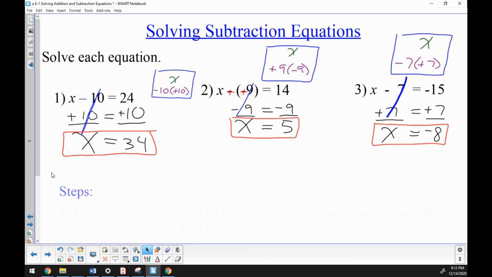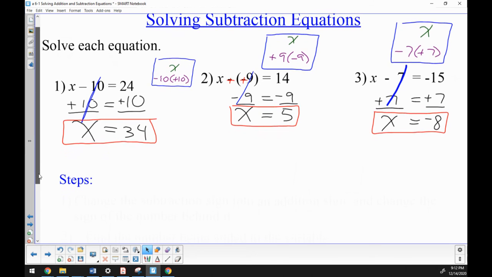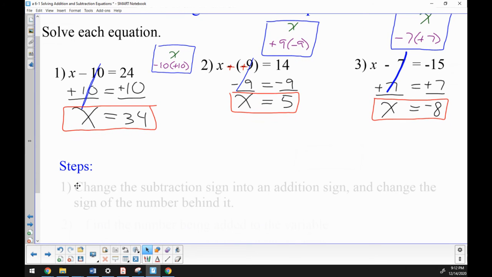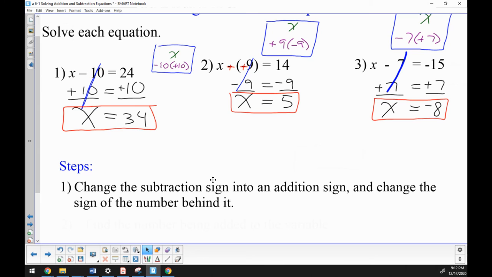Now, when doing this, if you would like to write down the steps of what to do, step 1 would be to change the subtraction sign into an addition sign and change the sign of the number behind it. You really should know that whole thing, but we generally do abbreviate it down to keep, change, change.